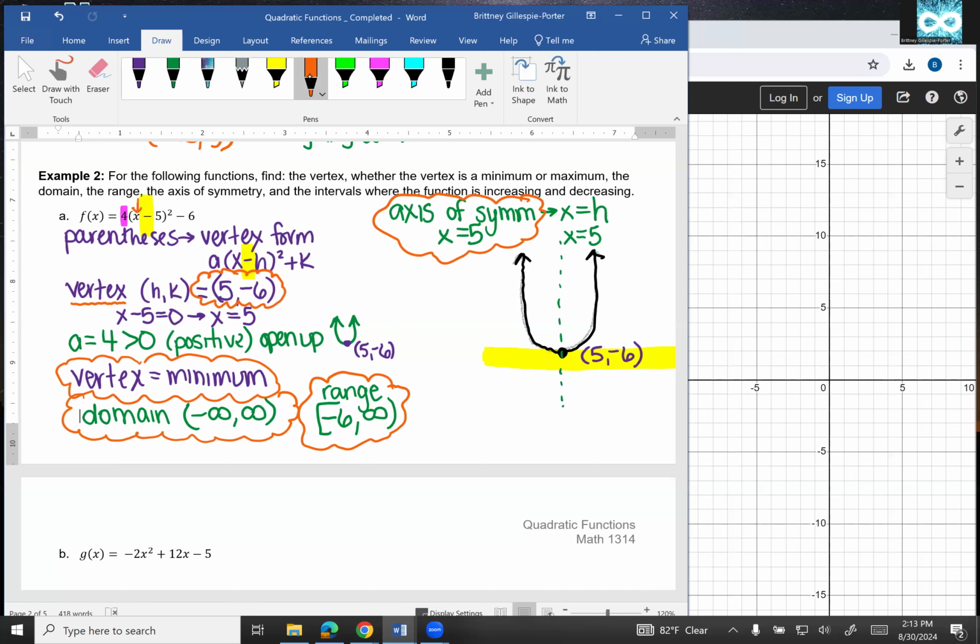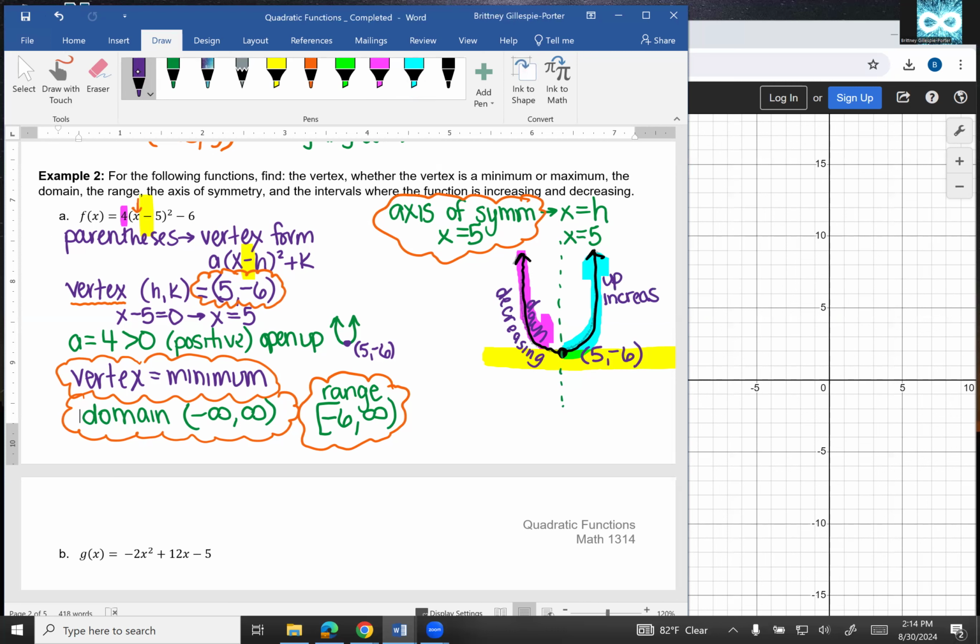Let's go back to our graph to talk about increasing and decreasing. Remember that we read from left to right. So if we approach our graph from left to right, we are going down, which means that we are decreasing. Because again, we're going down. And on the other side, once we hit our vertex, our turning point, we start going up, which means that we are increasing.